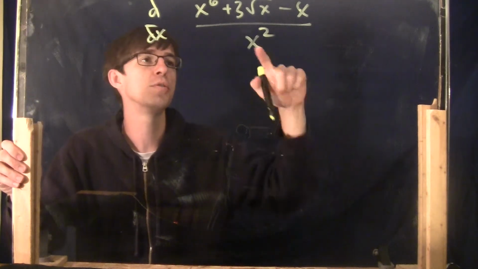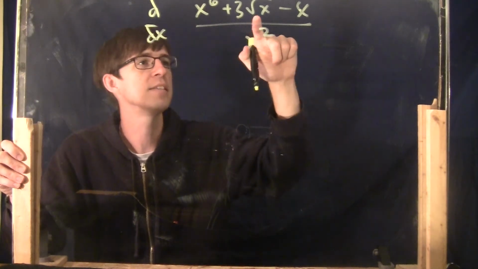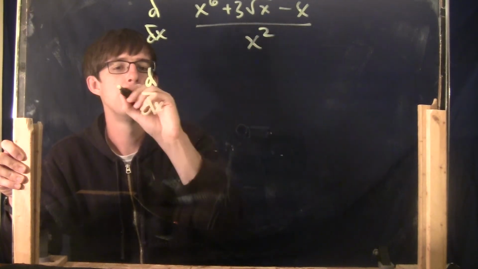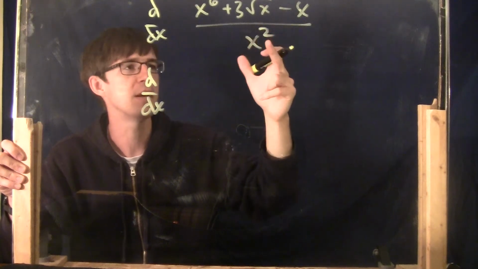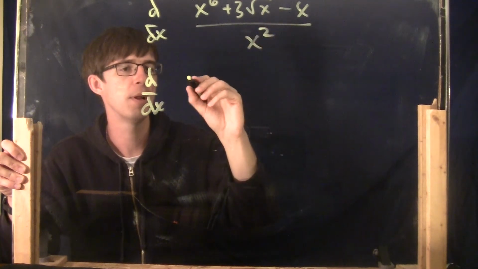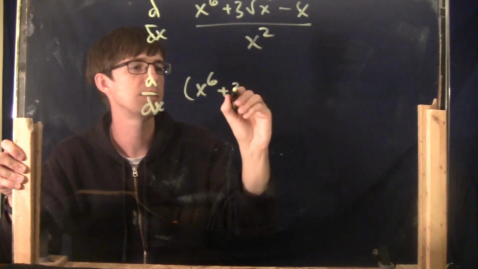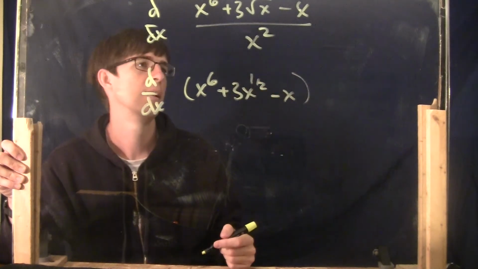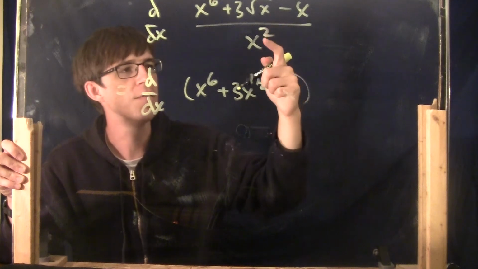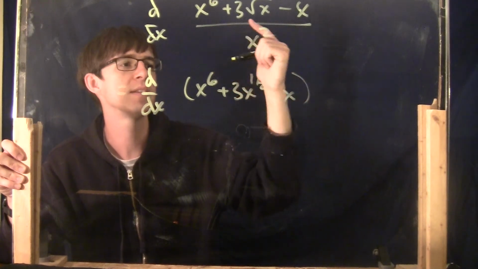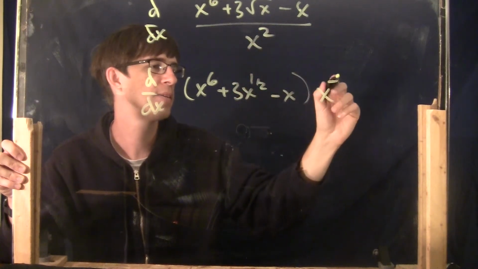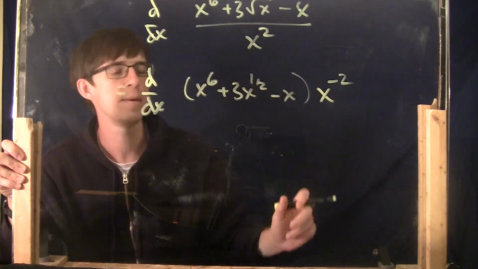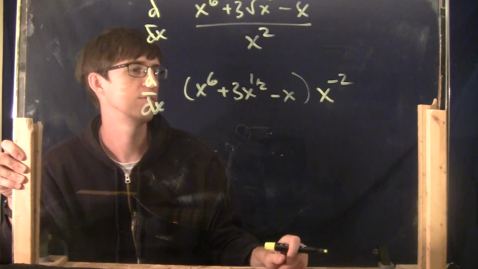Well, first thing you should do, you should just do this instinctively. Instead of root x like this, you should write it as x to the 1/2 power. That doesn't address the immediate concern, which is the division by x squared, but I'm going to write it like this: x to the 6 plus 3x to the 1/2 minus x. Here's the real trick that I'm going to do. Instead of dividing by x squared, I'm going to write this as multiplying by x to the negative 2. All right? That's the same. Dividing by x squared is the same as multiplying by x to the minus 2.